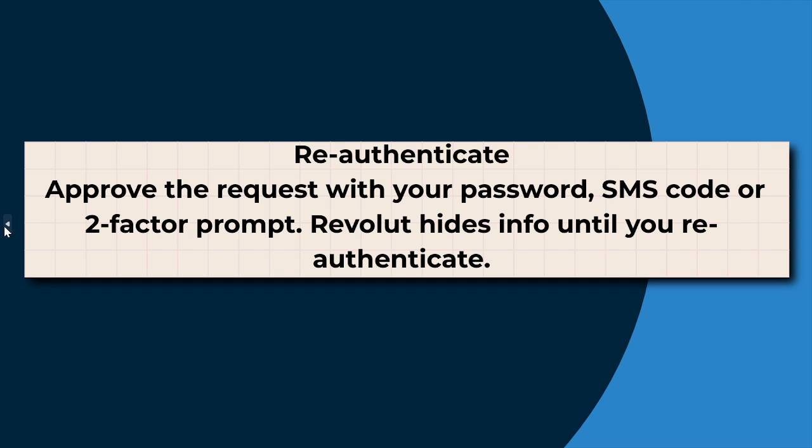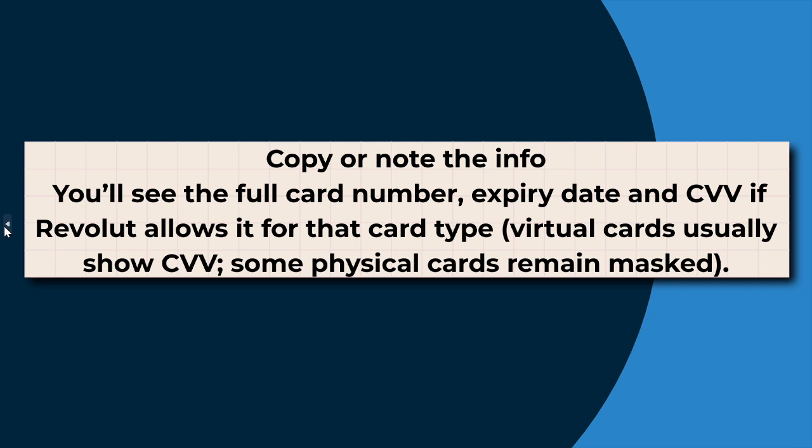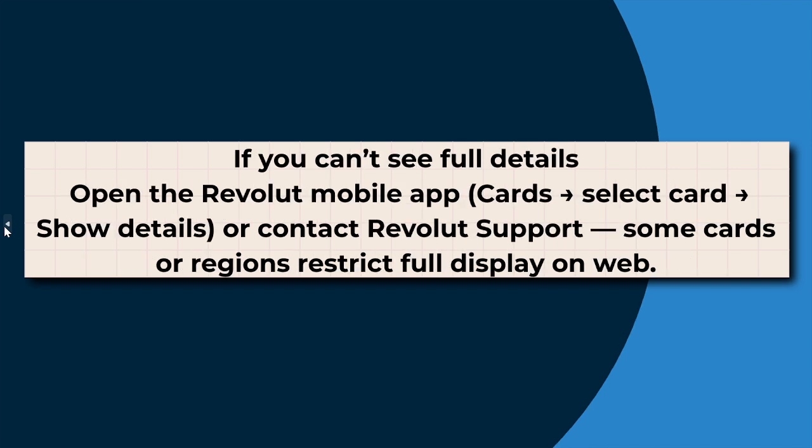At this point, make sure to either copy this information or note it down in a secure manner, if you absolutely need to. Remember, if you're having trouble viewing these details on your PC, try switching to the Revolut mobile app, where the steps are similar and often more intuitive. Just ensure your app is updated to the latest version.